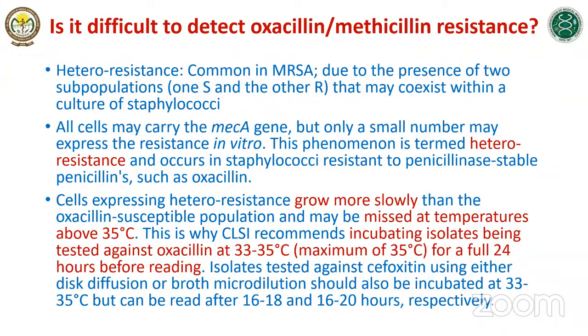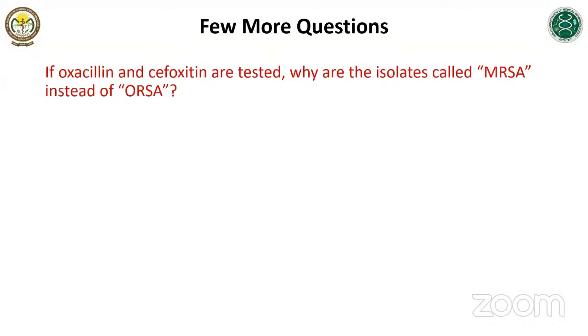Cells which are expressing the heteroresistance grow more slowly than the oxacillin susceptible populations and may be missed at temperatures above 35 degrees. That's why all the temperatures for the gram positives are at 35 degrees, especially for Staph aureus. The temperature is maintained at around 33 to 35 degrees, not 37 degrees, for a full 24 hours because the cells are growing slowly. That's why we must follow the time of incubation very carefully. So you should note down the time of the incubation also, especially if you're detecting MRSA by the oxacillin methods.